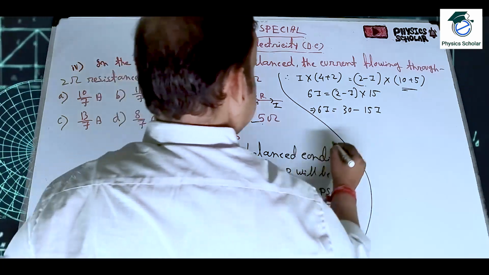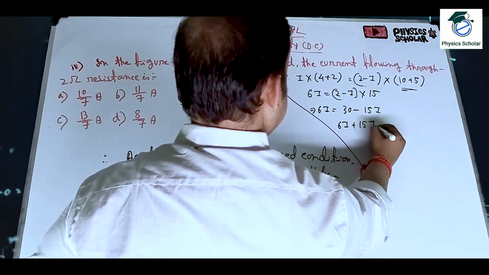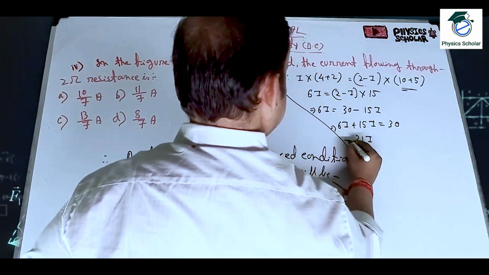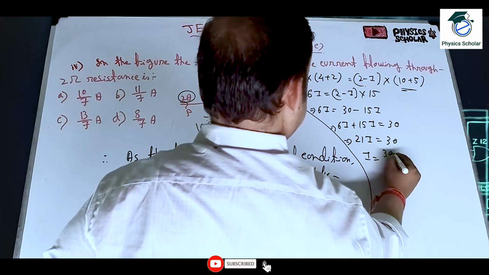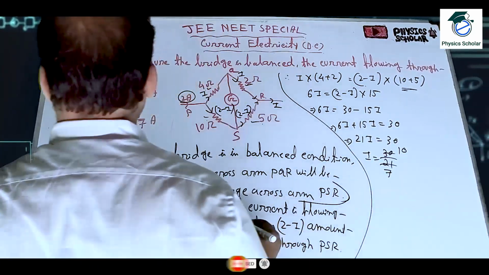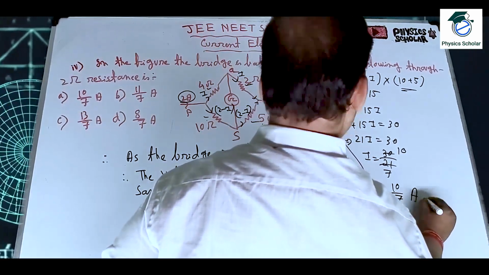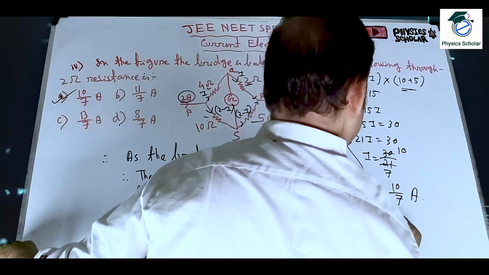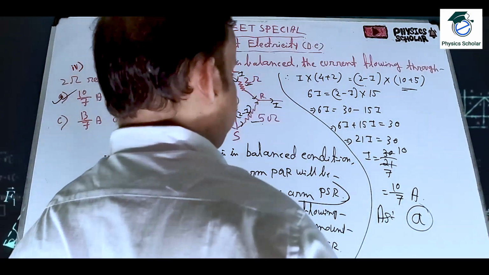Okay. So 6I plus 15I is equal to 30. So 21I is equal to 30, so I is equal to 30 by 21, which is 10 by 7 ampere. So which is correct? Option number A. So the answer will be option number A. Okay, that will be the correct answer, 10 by 7.